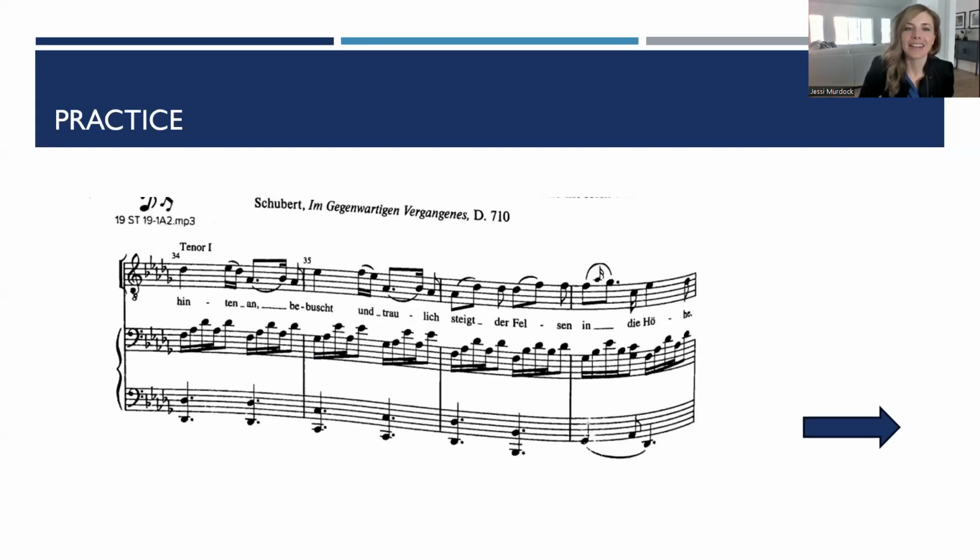All right, this one goes on to the next slide too, so I might have to take a teensy bit of a pause just to go to my next slide, okay? All right, so here's this example from Schubert's.